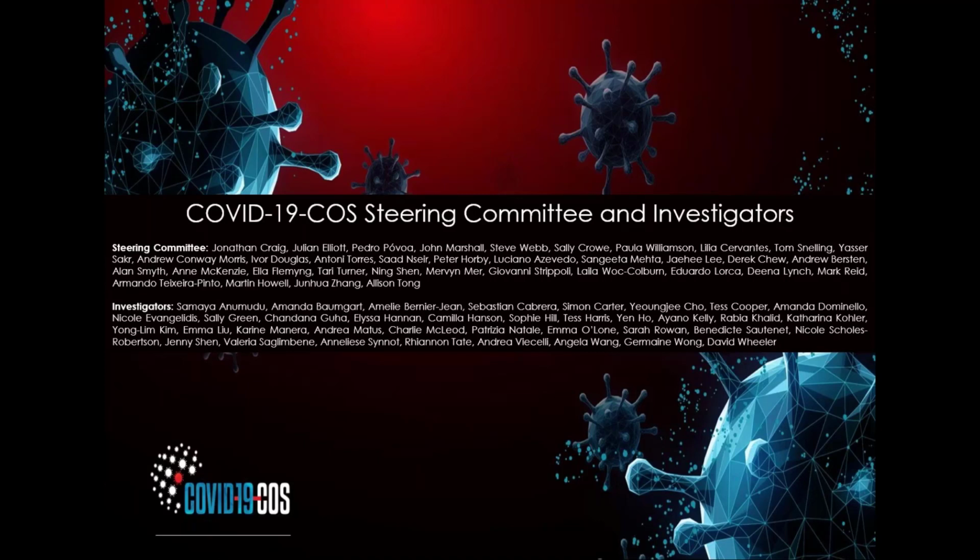So the aim of this project is to develop a core set of outcomes to be reported in all trials in COVID-19. So we set up a steering committee and investigators, and just to note here that patients were involved at various levels in this project. So we had patients involved on the steering committee as well as on the investigator group, and we actually employed a patient as a research assistant to be part of the core team. And also patients were involved as participants.